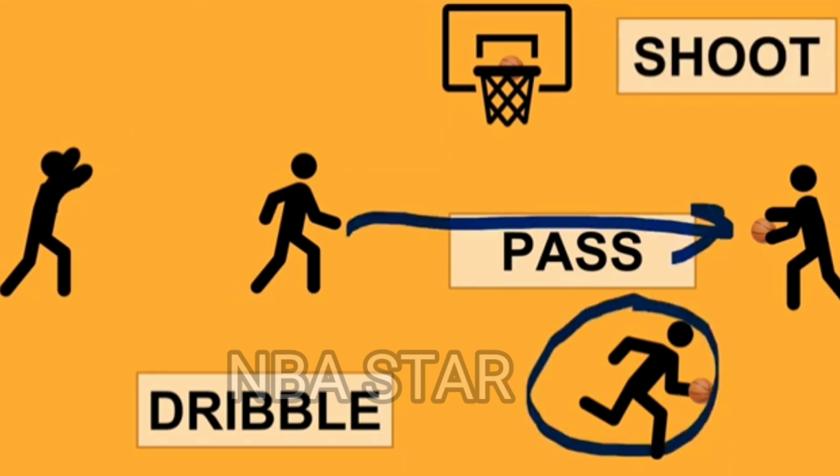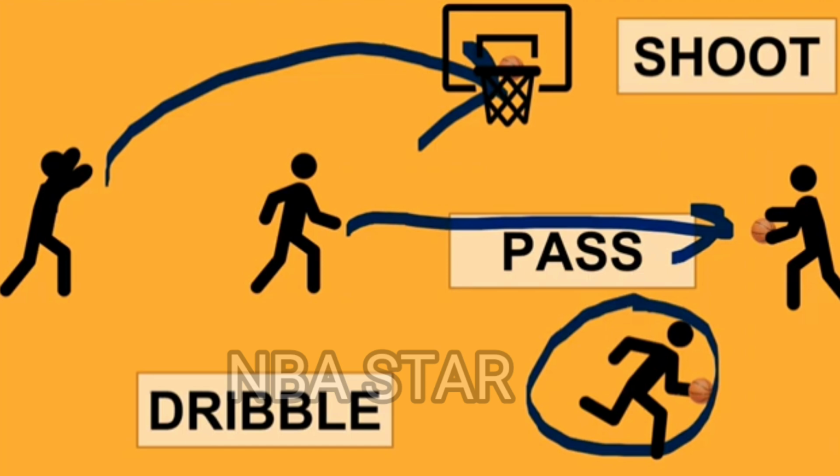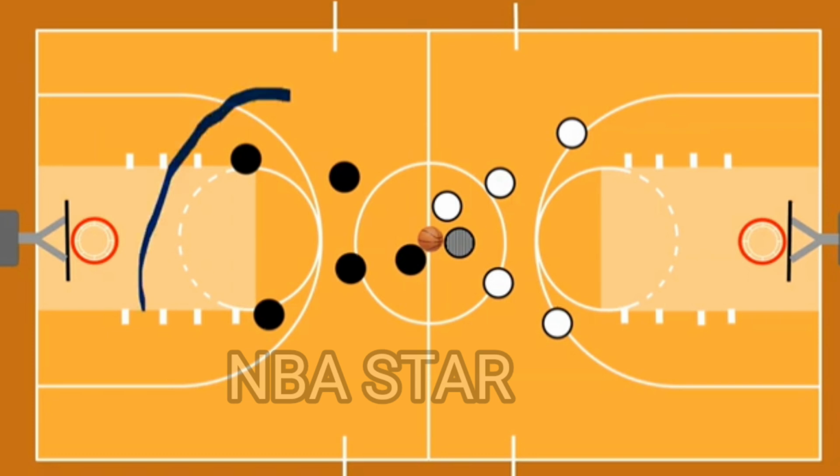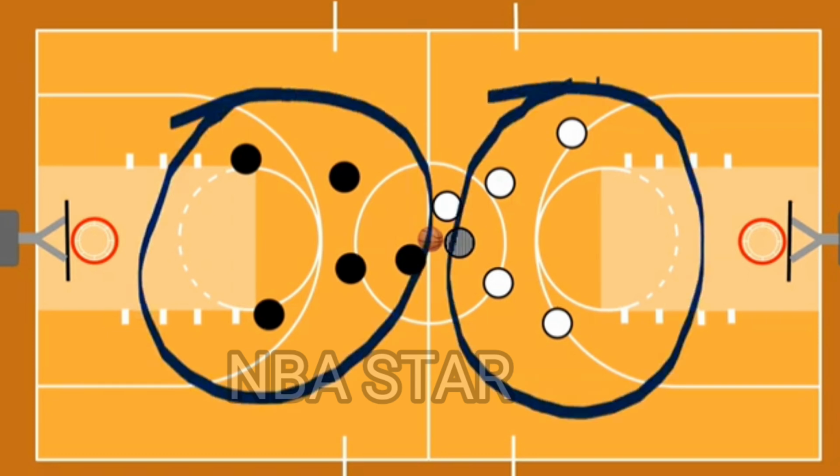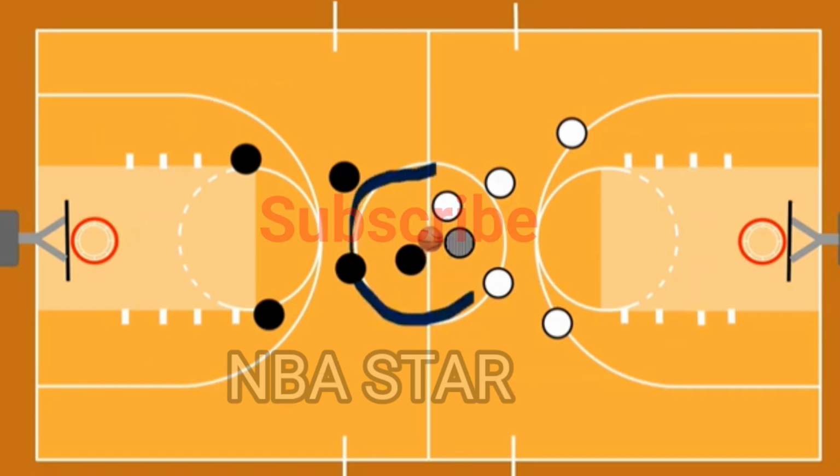Now let's talk about the beginning of the game, how the game starts. All the players of one team will stand on one side, and all the players of the other team on the other side. Inside this circle, a player of each team will stand and the referee will toss the ball. After that the game is on, both players will jump and pass the ball. Then let's see what happens here.